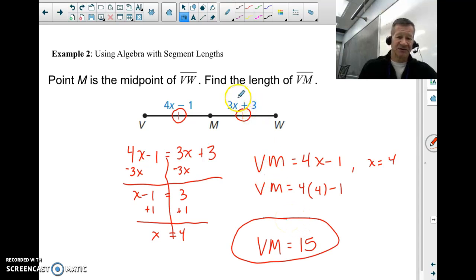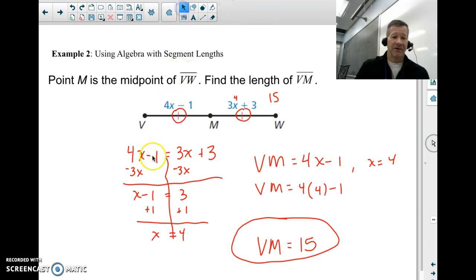Now I can make sure this is correct by also putting 4 in here. You'll notice 3 times 4 is 12, plus 3 is also 15. If those didn't come out to be the same, then I would know that I'm mistaken. And that's it for example 2.